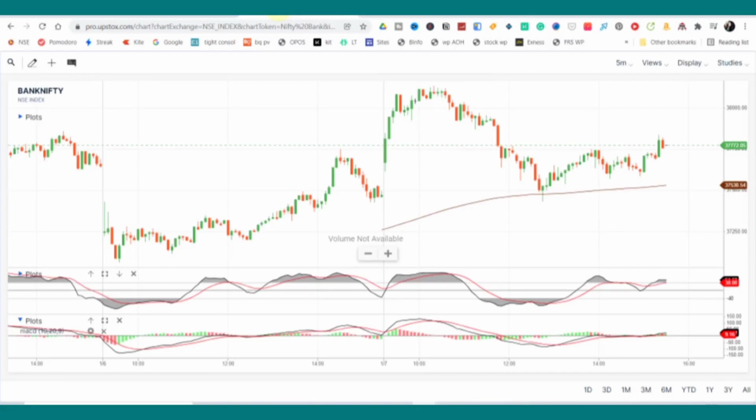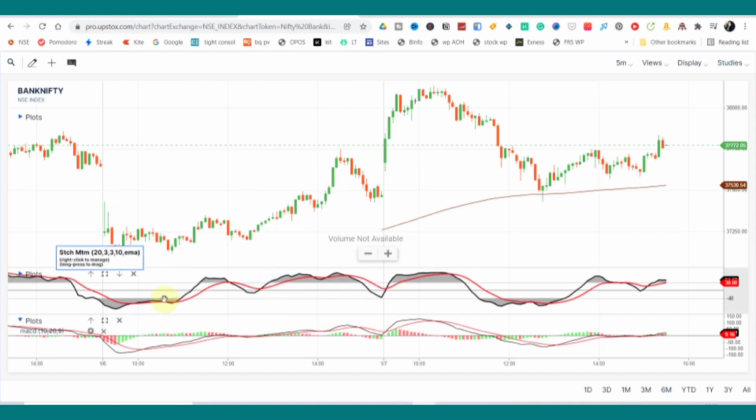Today we'll see a Bank Nifty scalping strategy. That is, you can use OTM or ATM or ITM options, whatever is suitable for you. And as always, I'm using moving average as my base indicator to support all other indications and price action.